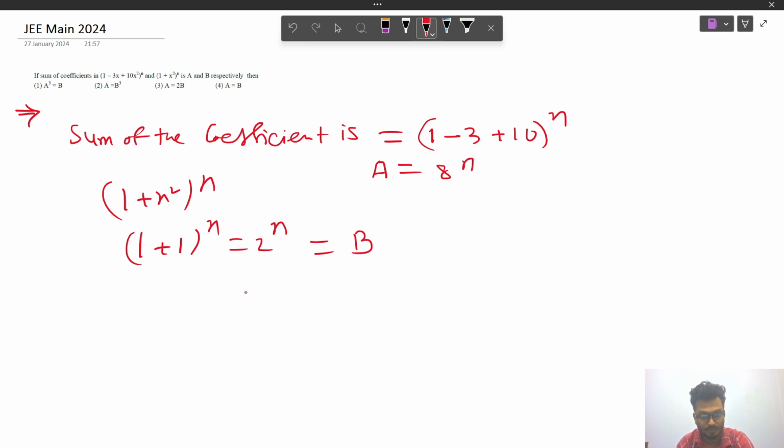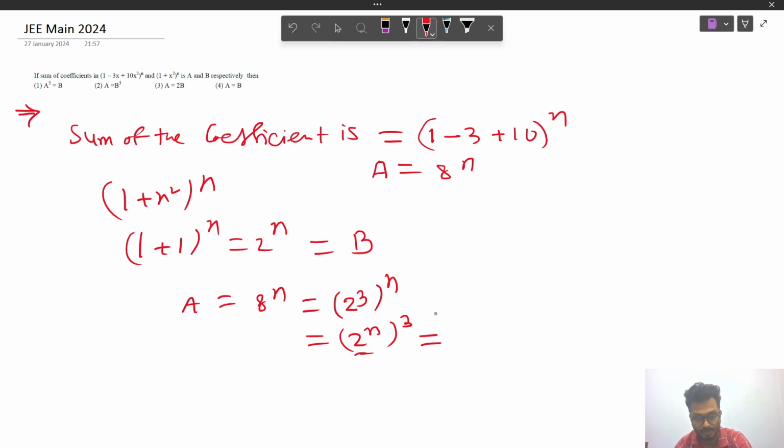Now from here what we get, A equals 8 to the power n, which we can write as (2 to the power 3) to the power n. Now it can be written as (2 to the power n) cubed. This is equal to, from here, B cubed. So A equals B cubed, so the second option is correct. Now let's do the second question.